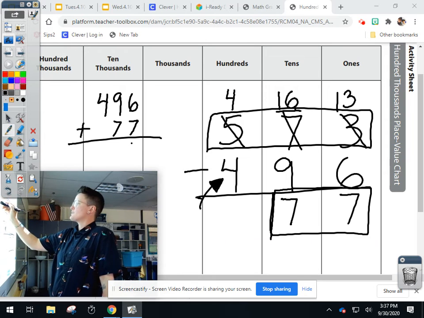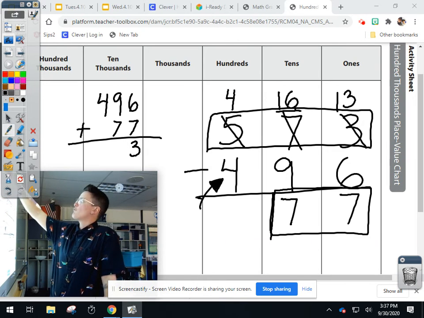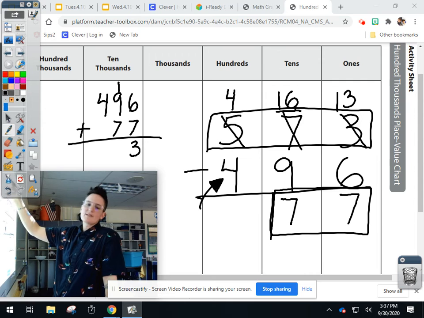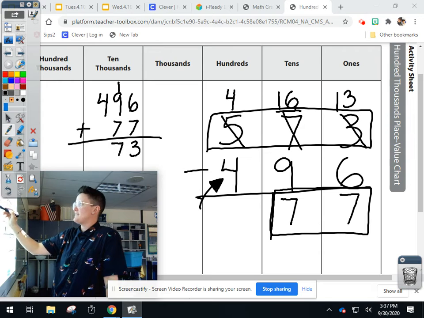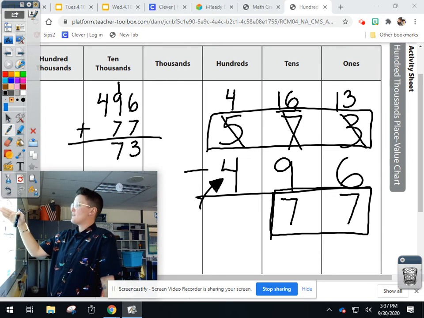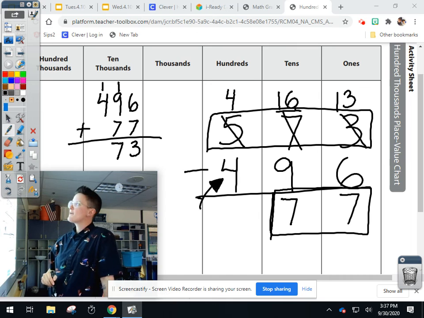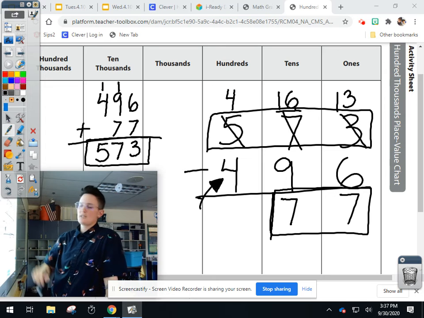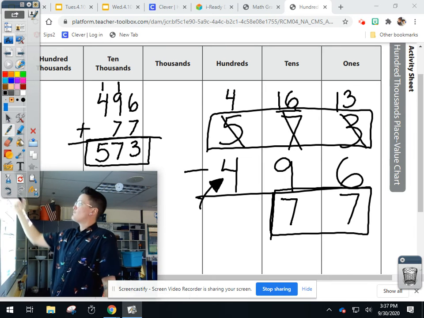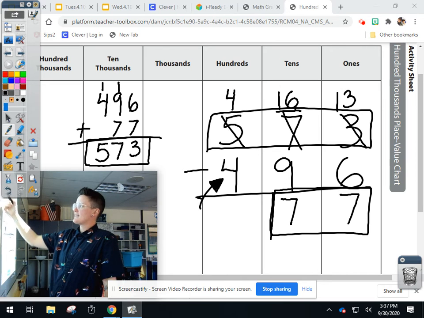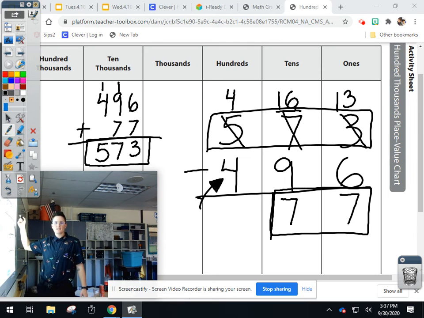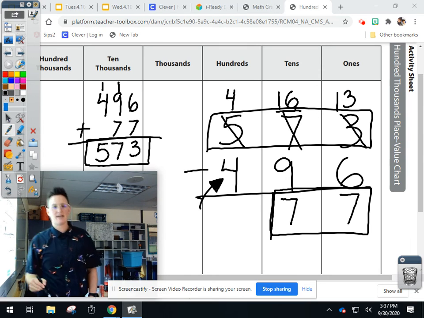6 plus 7 is 13. I write the 3. I regroup my 1 to the tens place. 1 plus 9 plus 7. Well, 1 plus 9 is 10. That's easy. If I make a 10, then I know that this is 10 plus 7. That's 17, which is a 2-digit number. So I write down the 7 and I carry the 1 to the hundreds. 1 plus 4 is 5. So my numbers, if I do my addition and my subtraction correctly, should be the same. 496 plus 77 equals 573. 573 minus 496 equals 77.